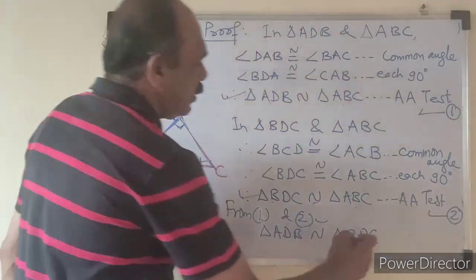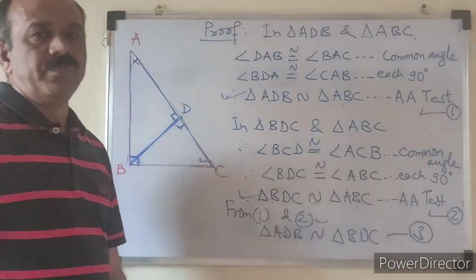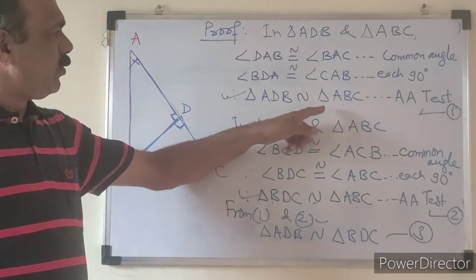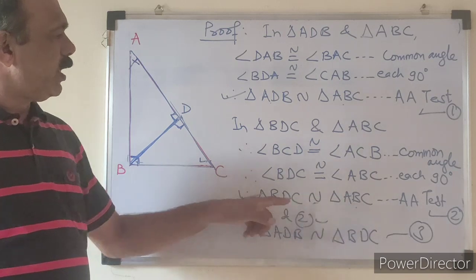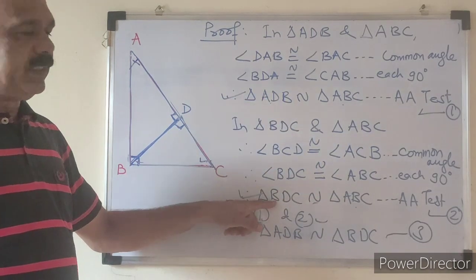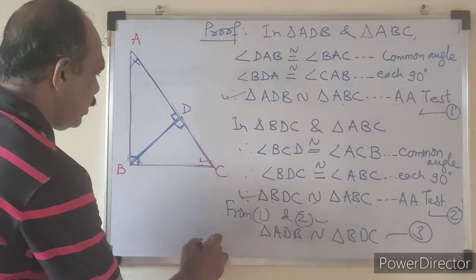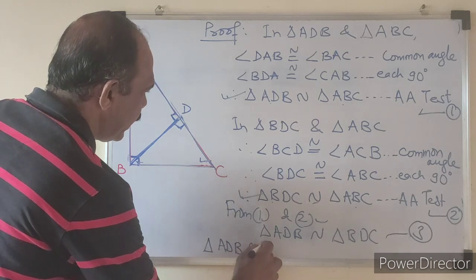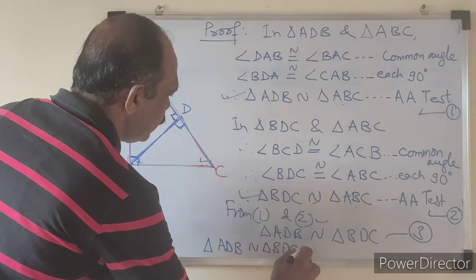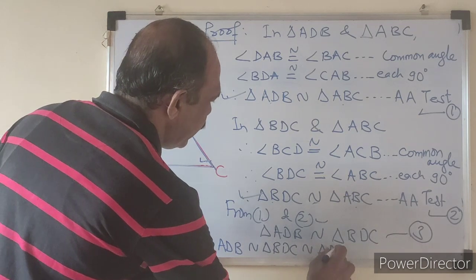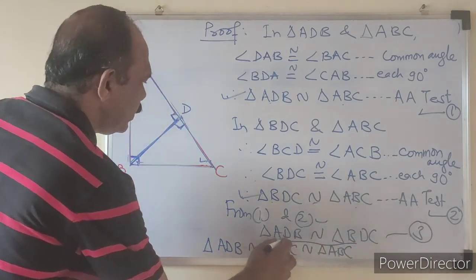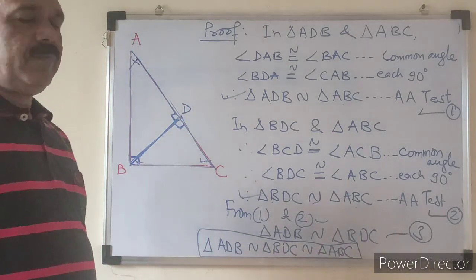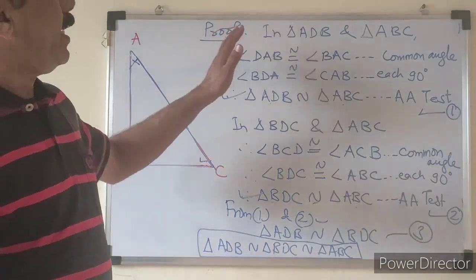So this is the third proof. Now from this we can also write that ADB similar to ABC, BDC similar to ABC, so therefore ADB similar to BDC. So here we also write, triangle ADB similar to triangle BDC similar to original triangle ABC. So this is the theorem, that is similarity in right angle triangles.